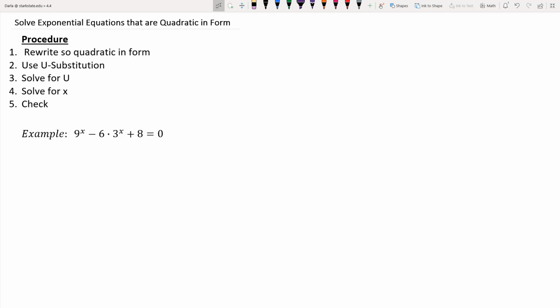The focus of this lesson is on solving exponential equations that are quadratic in form. So you would start off by rewriting it so that it looks and appears to be quadratic, and then you would use u-substitution to help you solve. You would solve for your u, and after you solve for your u, that would help you solve for your x easily, and then you would want to check your result. So let's take a look at the example we have here.